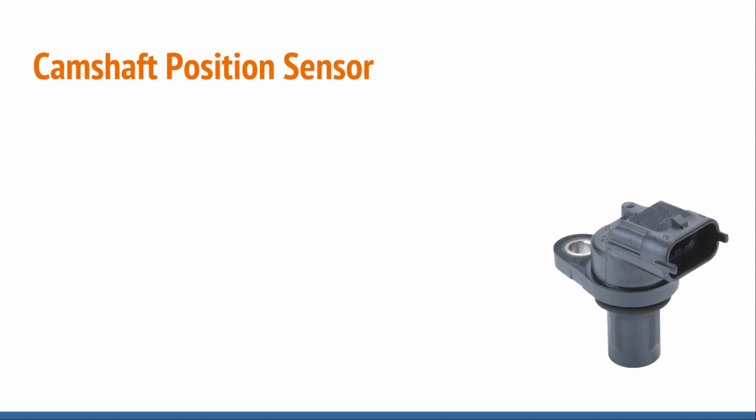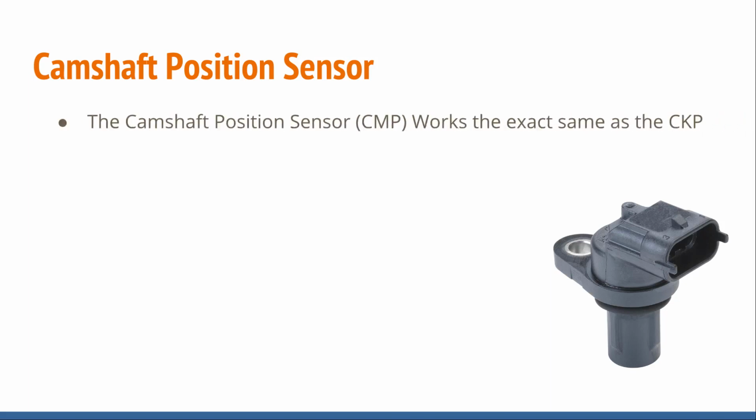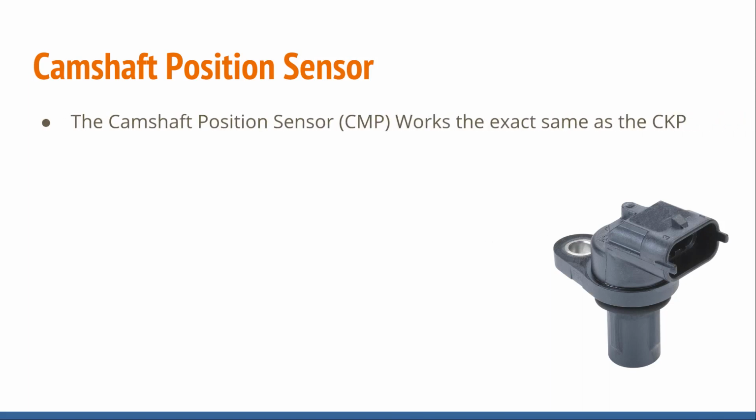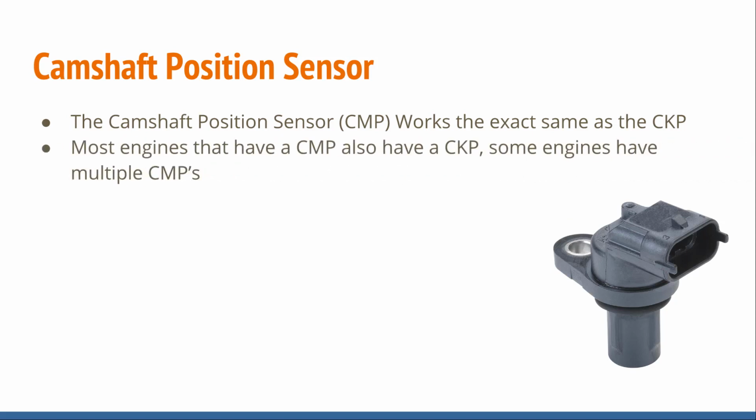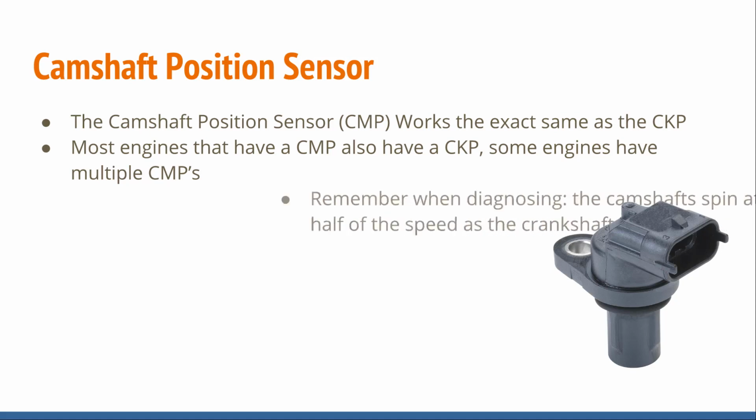Okay, so just like the engine likes to know where the crankshaft is at all times, it also wants to know where the camshaft is at all times. The camshaft position sensor basically works the same way as a crankshaft position sensor. Most engines use both a cam position sensor and a crank position sensor. Some engines have more than one, multiple cam position sensors.